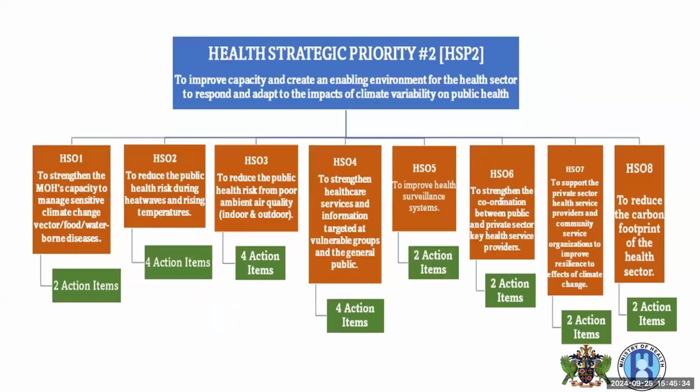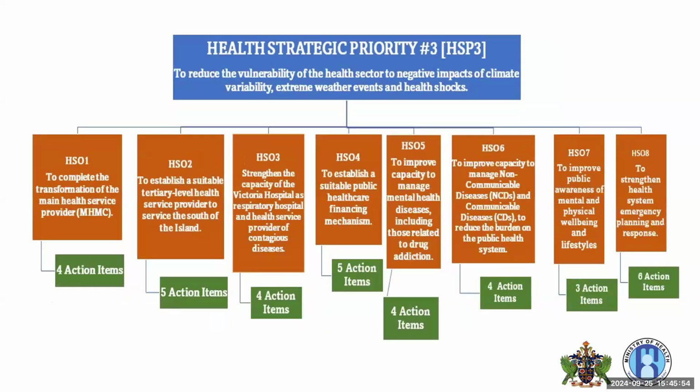For the second health strategic priority, we had 8 strategic objectives. I will not go through them, but when the PowerPoint is shared, you will have an opportunity to look at them in detail. For health strategic priority 3, there were 8 as well, looking at our different health systems, our hospitals and our primary care, to ensure that they are able to address some of the conditions related to climate-related diseases.